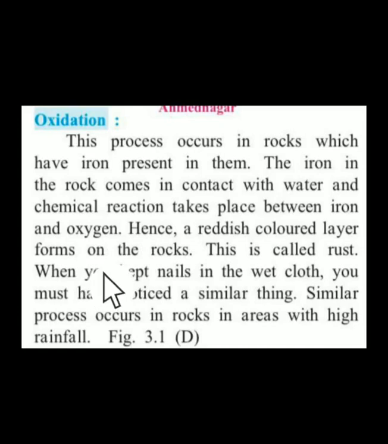You have tried this in your experiment also in your holidays, which I had given to you all. Hence we see a reddish colored layer form on the rock, and you might have observed on the cloth also, my dear students, that the color of the cloth has become reddish. And what is this reddish thing? This is nothing but rust. And this occurs in areas where there is very high rainfall, and also where iron is present in the rocks. Now there are many other processes in chemical weathering.